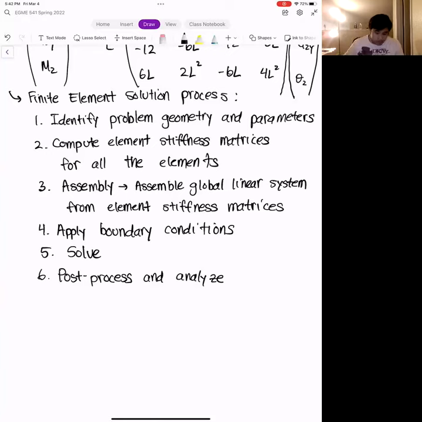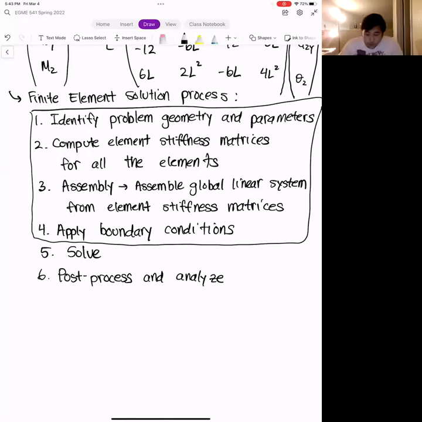Okay. And so of course, on an exam where you're not going to have access to MATLAB or any kind of heavy computing device, there's a lot of limitations of what I can ask you. So you're only going to be responsible for the parts that I've just boxed right here. You're going to need to be able to identify the geometry and the parameters. You have to be able to compute the element stiffness matrices. You have to assemble it, and you have to apply boundary conditions.